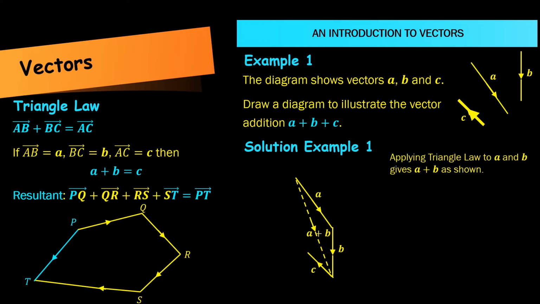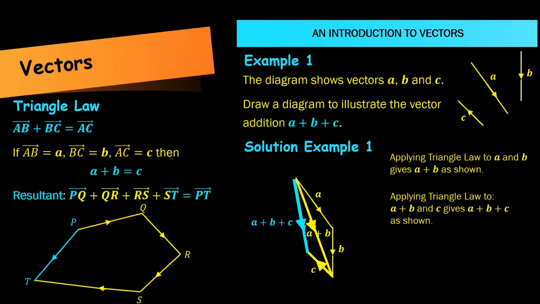And let's now plug in C as well. C, of course, is going to start where B finished. And so the red line denotes the vector A plus B plus C. We've applied the triangle law to A plus B and C to give A plus B plus C, as shown.